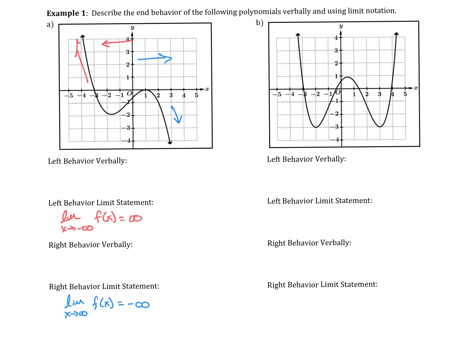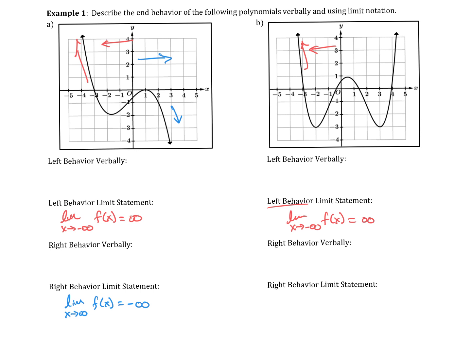Let's look at part B now. For my left-hand behavior, I'm taking a limit as x approaches negative infinity because I'm moving left. As this thing moves left, what's happening to my function? It's going up. So how do we say it's going up? It goes to positive infinity.